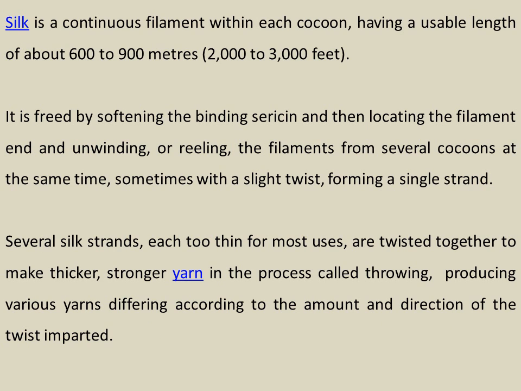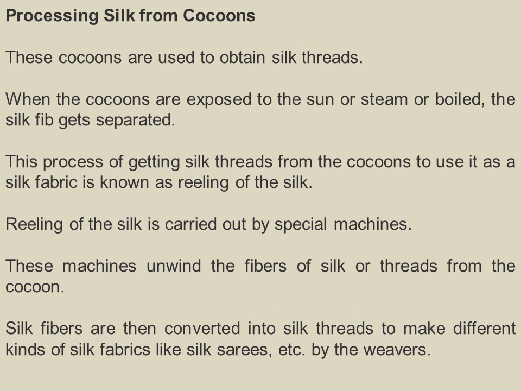Now, what is silk? Silk is a continuous filament within each cocoon having a usable length of about 600 to 900 meters, that is about 2000 to 3000 feet. It is freed by softening the binding sericin and then locating the filament end and unwinding or reeling the filaments from several cocoons at the same time, sometimes with a slight twist, forming a single strand. Several silk strands, each too thin for most uses, are twisted together to make thicker, stronger yarn in the process called throwing, producing various yarns differing according to the amount and direction of the twist imparted.